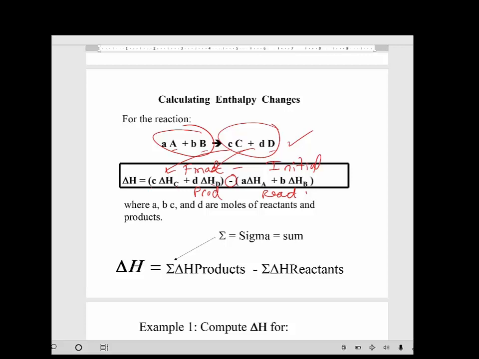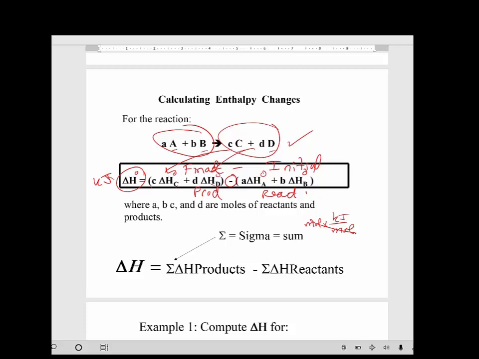These are actually standard, so we could put a zero on each of these. Standard enthalpies of formation for each. And these delta H's, remember, are given in kilojoules per mole. When we multiply by the number of moles, which would be the coefficient there, the moles cancel. So our answer here is going to be in kilojoules.